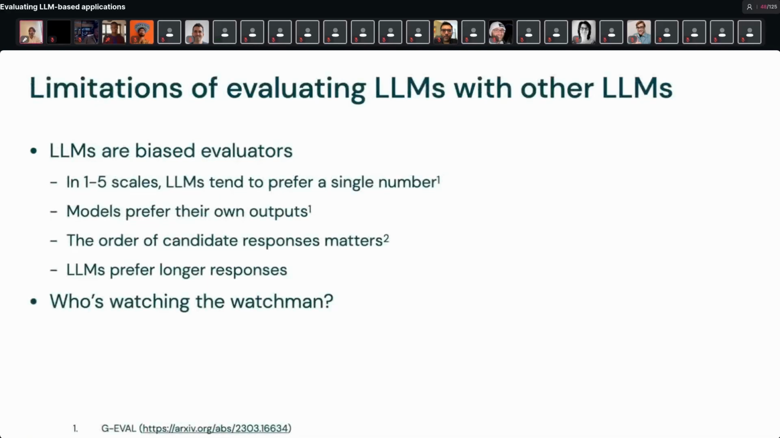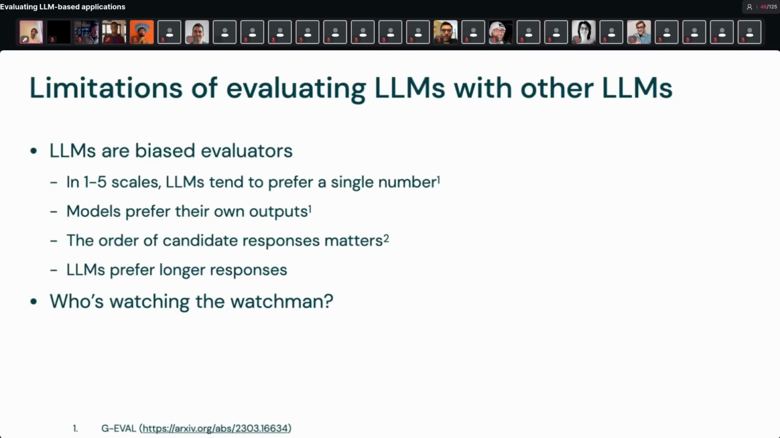More concretely, the research literature has been identifying some limitations of using language models to evaluate other LLMs. And there's really two categories of criticism. The first is that there's a number of papers that have been discovering biases in the LLM evaluation of other LLMs. So some of those biases have been, if you're asking models to output a score on a scale of 1 to 5, the LLMs tend to prefer one number over other numbers.